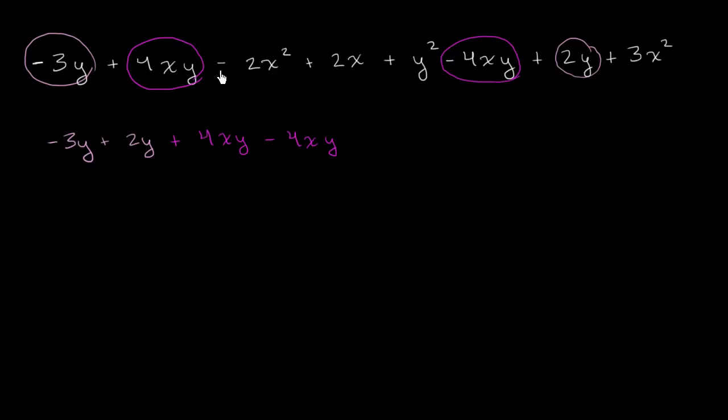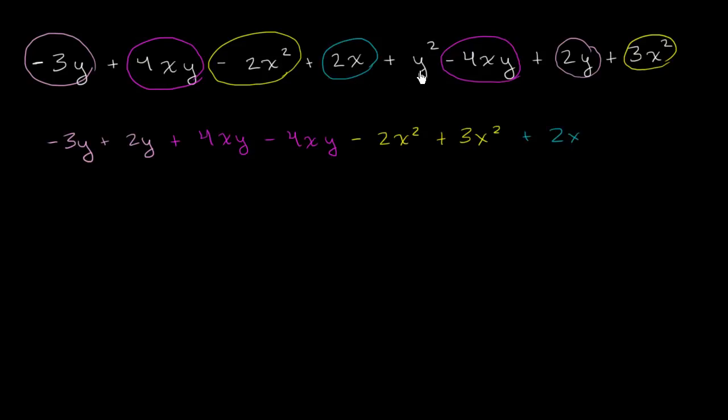Then let's go to the x squared terms. I have negative 2 times x squared, or minus 2x squared. So let's look at this. So I have minus 2x squared. Do I have any other x squareds? Yes, I do. I have this 3x squared right over there. So plus 3x squared. And then let's see, I have an x term right over here. And that actually looks like the only x term. So that's plus 2x. And then I only have one y squared term. I'll circle that in orange. So plus y squared. So all I have done is I've reordered the statement, and I've color-coded it based on the type of term we have.